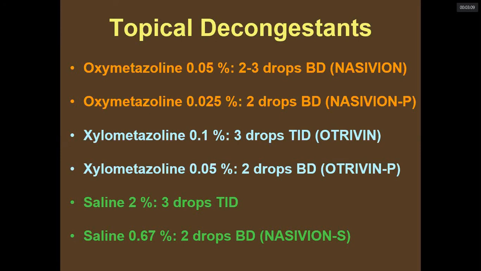So topical decongestants like Nazivion come like that. Oxymetazoline comes in different forms: the adult dose is 0.05%, the pediatric dose is 0.025%, and there is also 0.01%. And then there are saline drops, 2% saline and 0.6% saline, right?